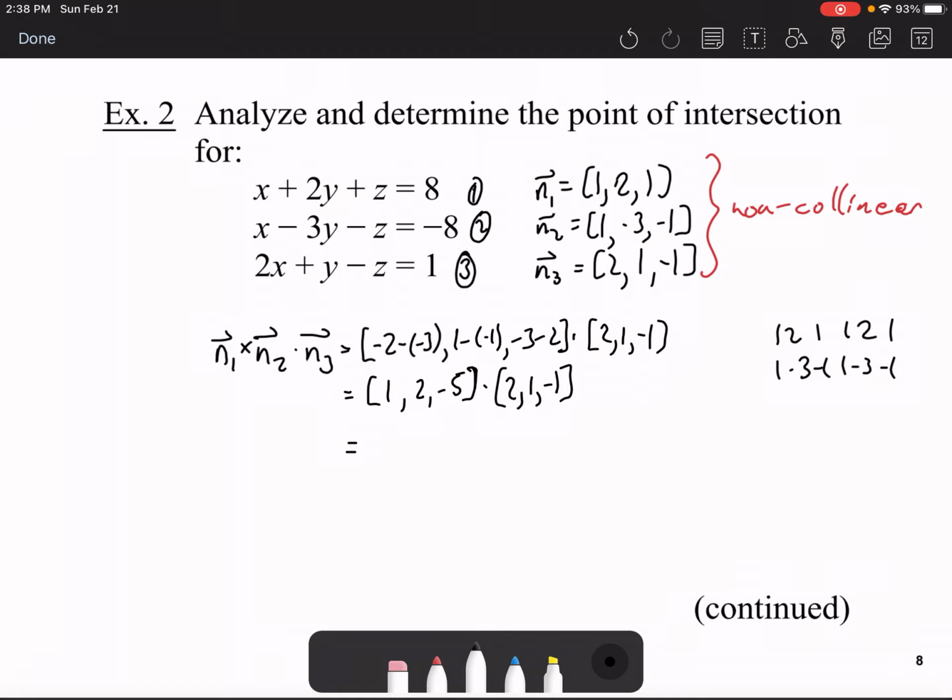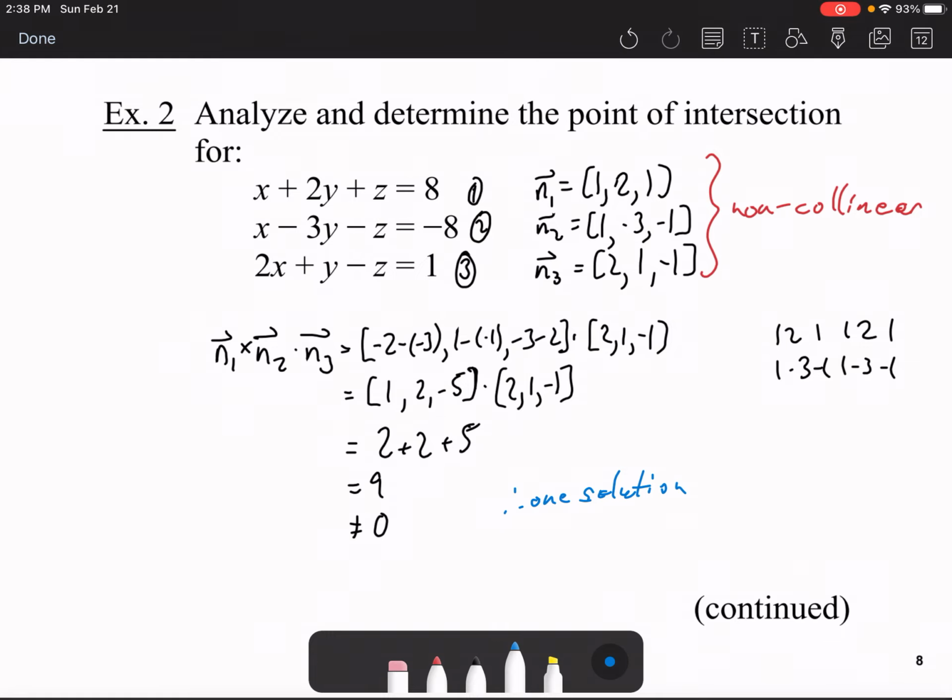Okay, so now I'm going to work out the dot product. 2 plus 2 plus 5. So that equals 9. So notice that's not equal to 0. So the only instance this happens is when we have one solution. So we know that there's only going to be one point of intersection. So let's find that one point of intersection.